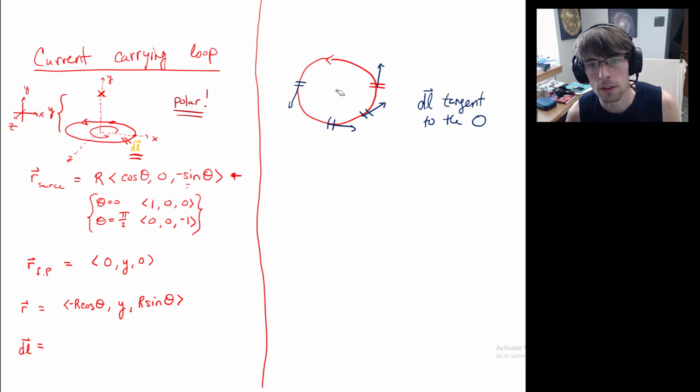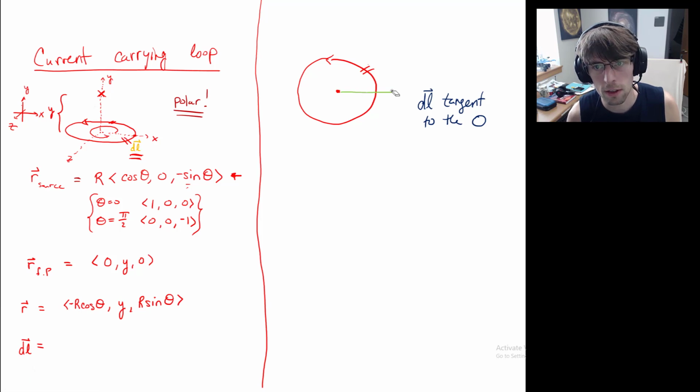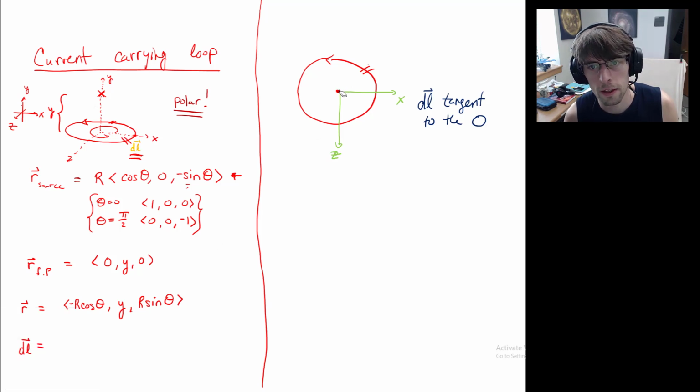So let's do it geometrically. Let's do this overhead view for a moment, and let me get rid of all these other ones here. Let's take a look at this dl right here. We called this the x direction, and this would be the, excuse me, z direction. So this is x, that's z. And this right here is what we're calling theta.